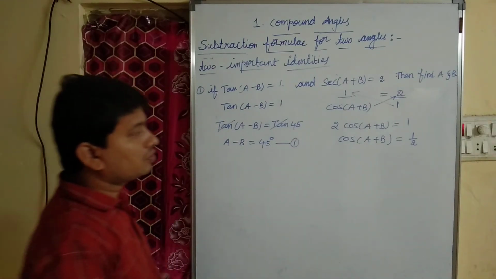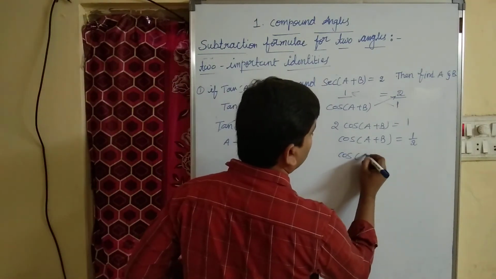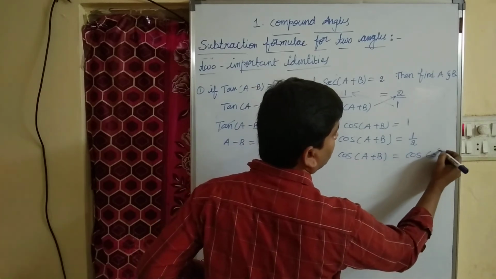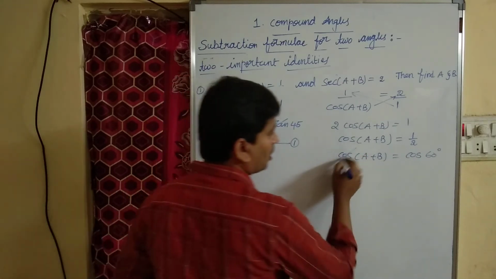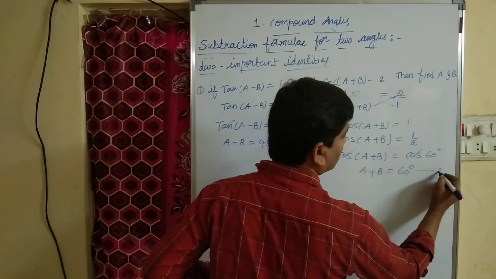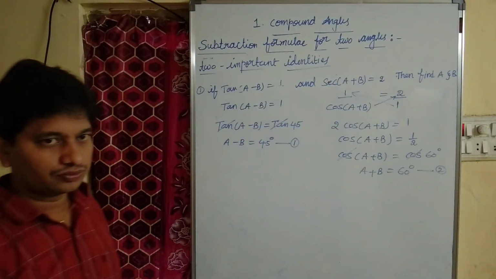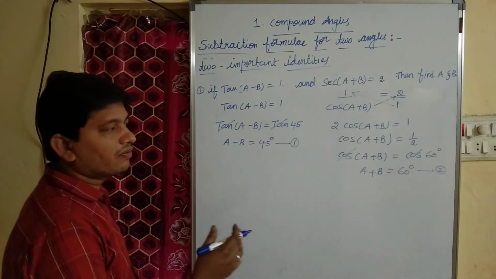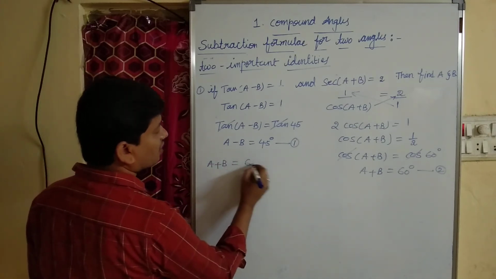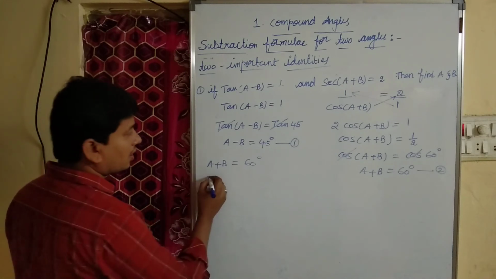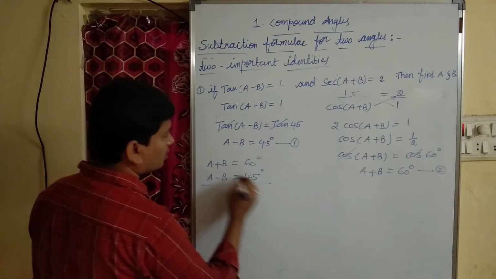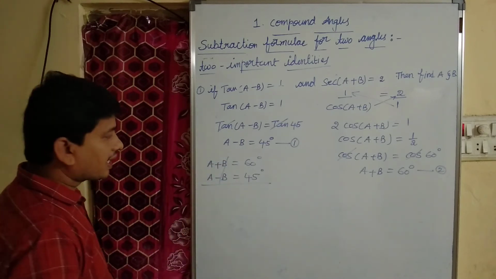Cos of which value is 1 by 2? Cos of A plus B equal to cos 60, whose value is 1 by 2. So cos gets cancelled. A plus B equal to 60 degrees. That is our equation number 2. Now solve equation 1 and equation 2. Equation 2 is A plus B equal to 60 degrees, and equation 1 is A minus B equal to 45 degrees, right? Plus B minus B gets cancelled.